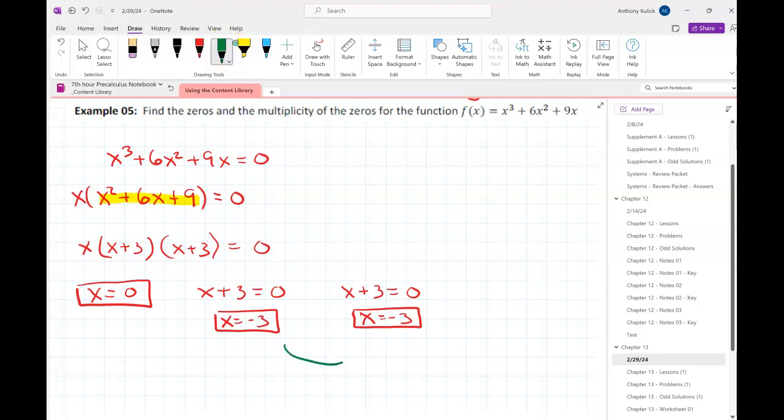But we kind of have 3, right? When I get a solution that repeats itself like this, this is called a multiplicity. So for example, negative 3 we'd say has a multiplicity of 2 because it occurs twice as a solution. Does everybody feel okay there? With the term multiplicity, what that means, it's just a duplicate solution.